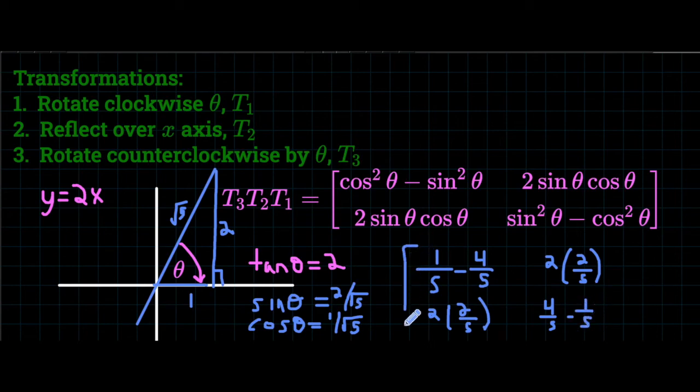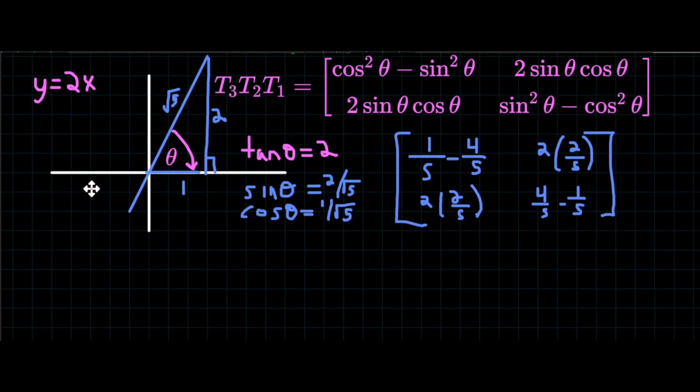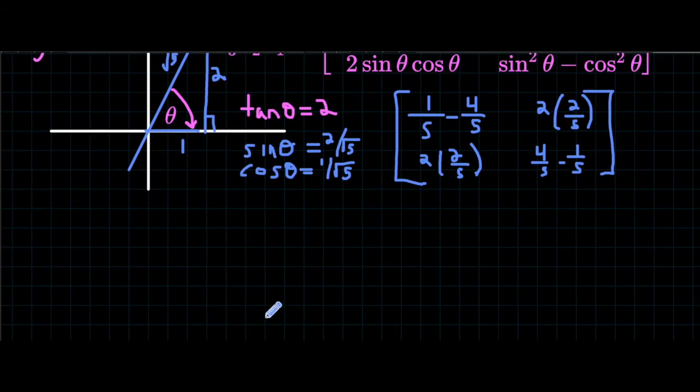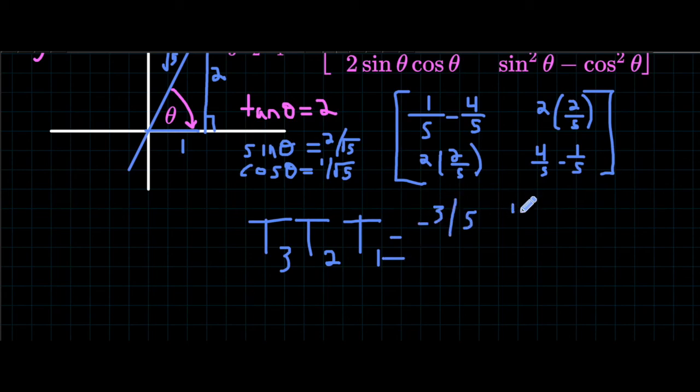And so finally we can do a little bit of algebra just to simplify, and we'll get our final transformation matrix after all that work. The product of T3, T2, T1 is simply -3/5, 4/5, 4/5, and 3/5.